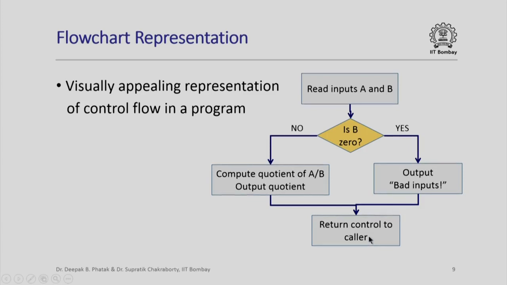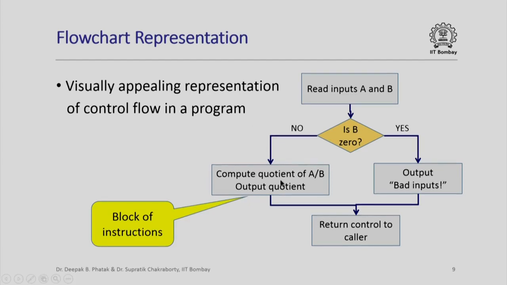In our case it is the operating system. If on the other hand B is not equal to 0, we execute this alternative block of statements where we compute the quotient of dividing A by B. We output the quotient and then we come back and execute the same sequence of instructions to return control back to the caller.